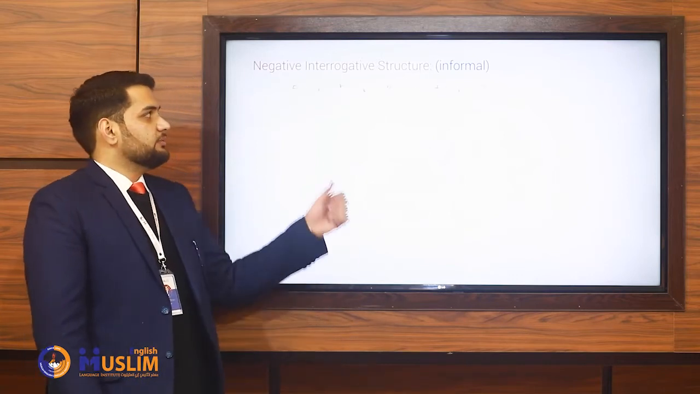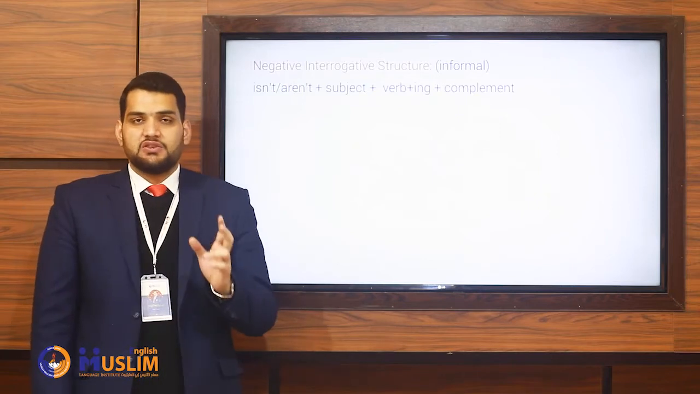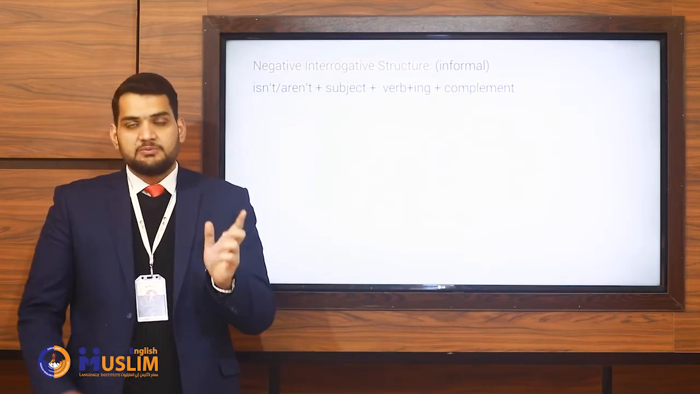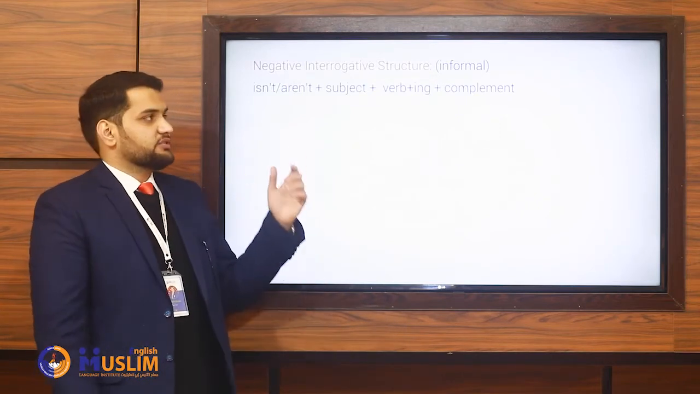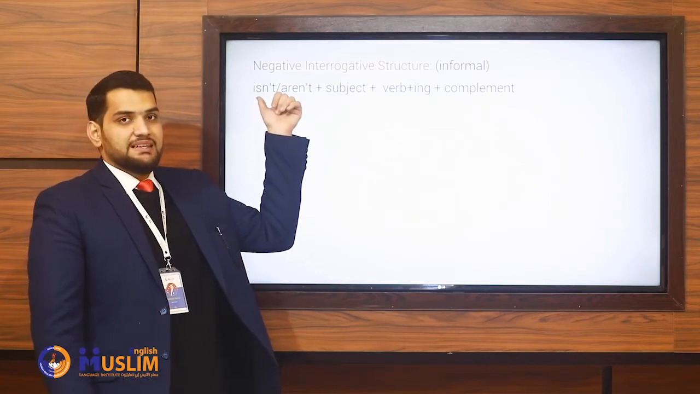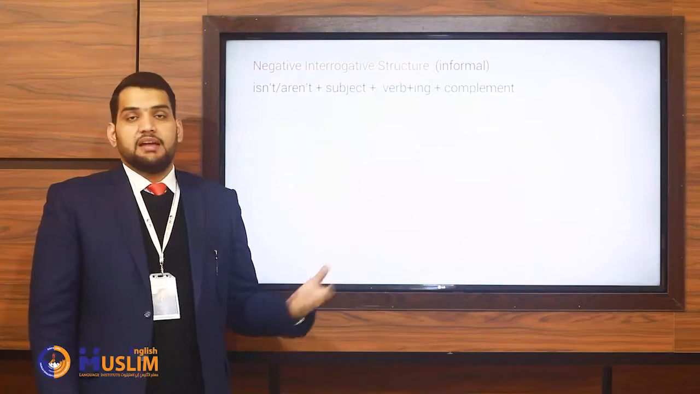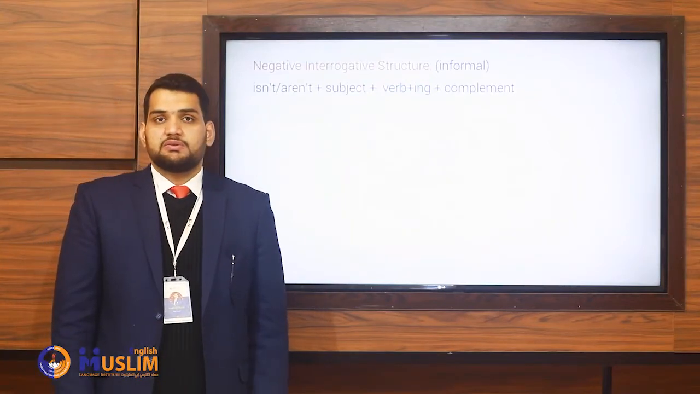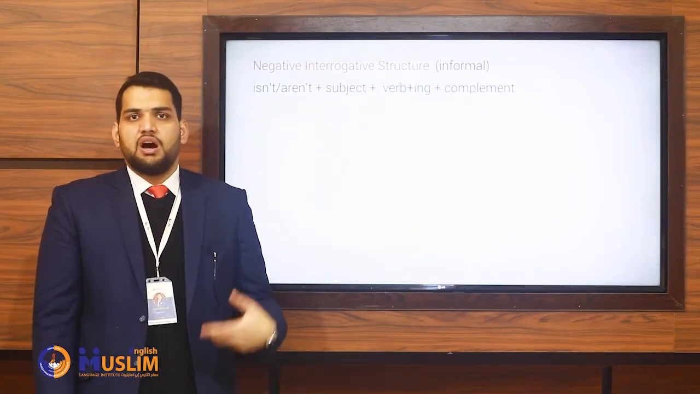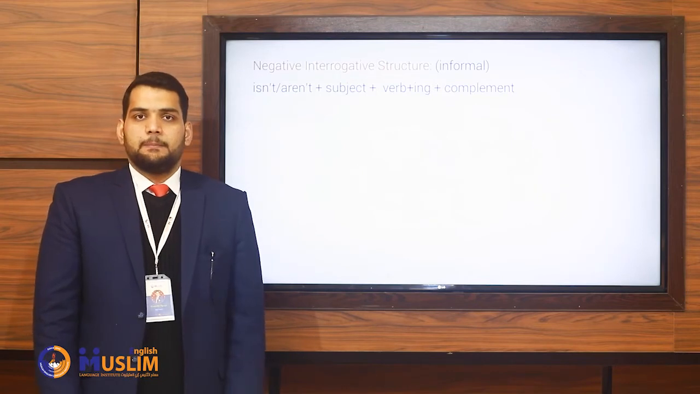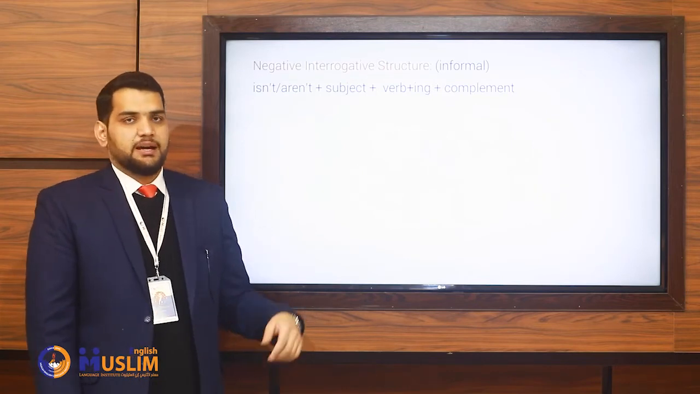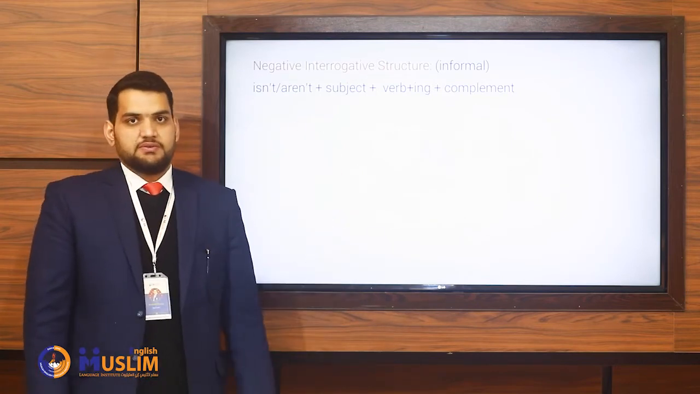In the informal one, we use the contractions of the to be verbs with not. As you all know, the contraction of is not is isn't, are not is aren't, and for am not, as I've told you, we don't use any contraction. Some people use aren't instead of am not, and that's correct, especially in questions.